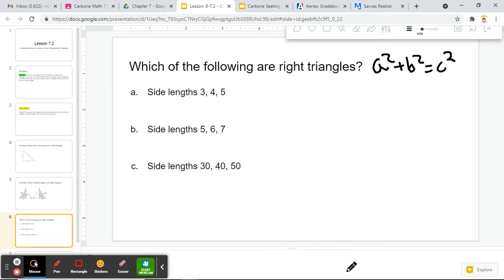So for the first one, if you guys weren't figuring it out already, the hypotenuse is always going to be the largest side. So whenever you see any of these numbers here and you see the largest number, that's the hypotenuse. And if it's not, then it's already not a right triangle.